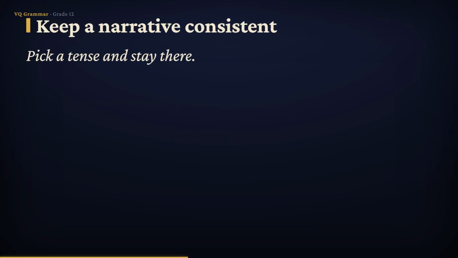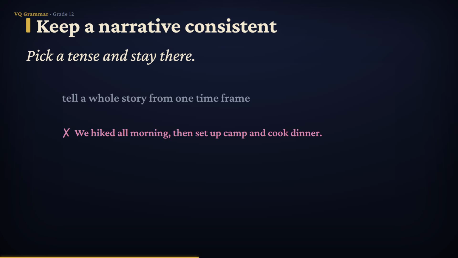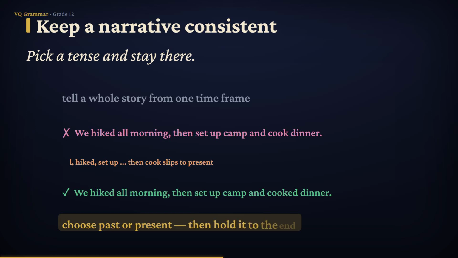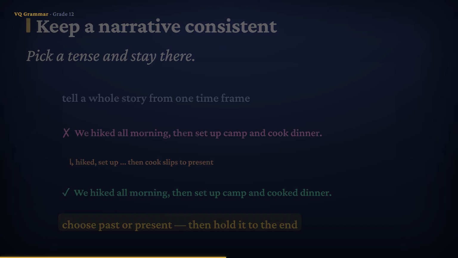This scales up beyond a single clause. When you tell a whole story, pick one time frame and hold it. Watch a narrative wobble. We hiked all morning, then set up camp and cook dinner. Hiked and set up are past, but then cook slips into the present, and the reader trips. Choose past and stay there. We hiked all morning, then set up camp and cooked dinner. Every verb now lives in the same time. So the rule for any paragraph is simple. Choose past or present, then hold it to the end.